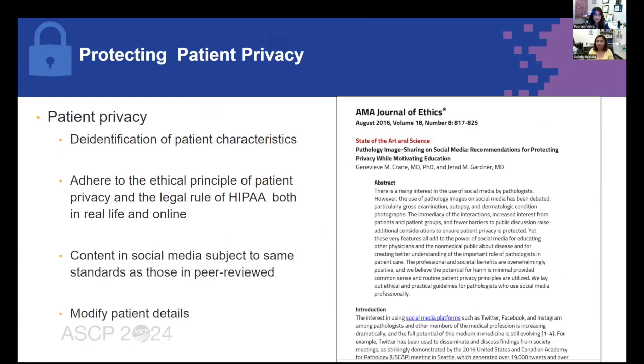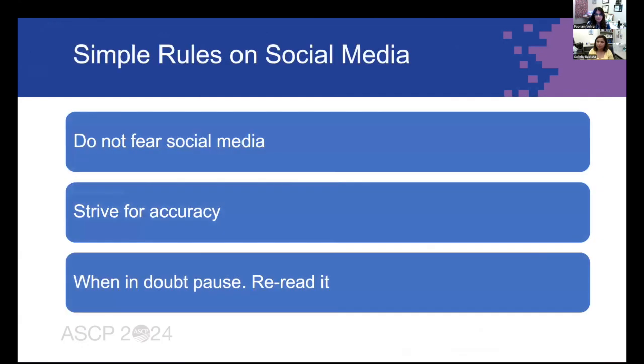The content on social media should be the same standard as that for peer-reviewed publication. Since we can't put patient identification in peer-reviewed articles, similarly, we should not be putting anything patient-related, like age or name, on social media. So modify patient details. And the basic thing to remember is on social media, do not fear it, use it positively, strive for accuracy, and when in doubt, pause and reread it before posting it.